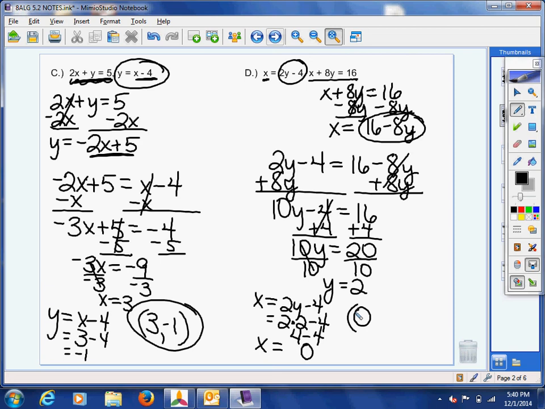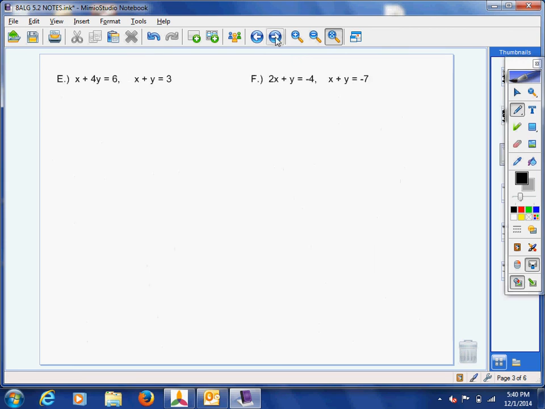X always goes first in the point, and then my y is 2. So the point of intersection is (0, 2). All right, let's flip the page.